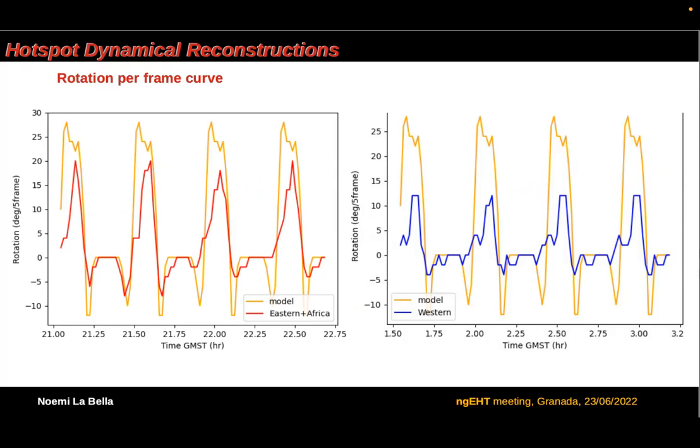What we can see is that with the Eastern Array plus Africa and also with the Western Array, we reproduce quite well the motion of the hotspot, and actually with the Eastern Array plus Africa, it is much better reconstructed.